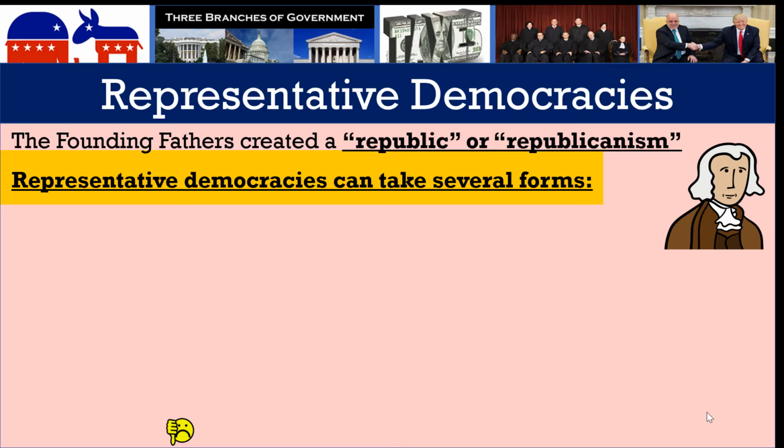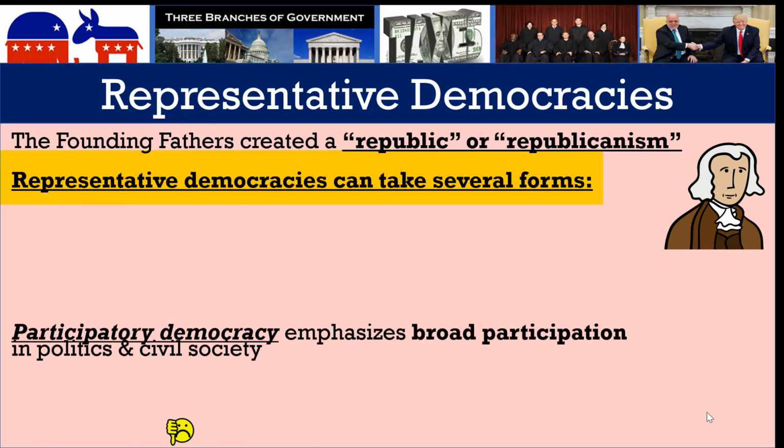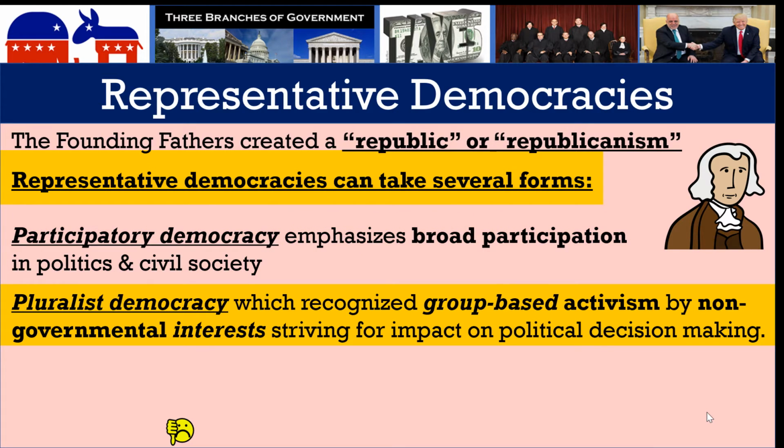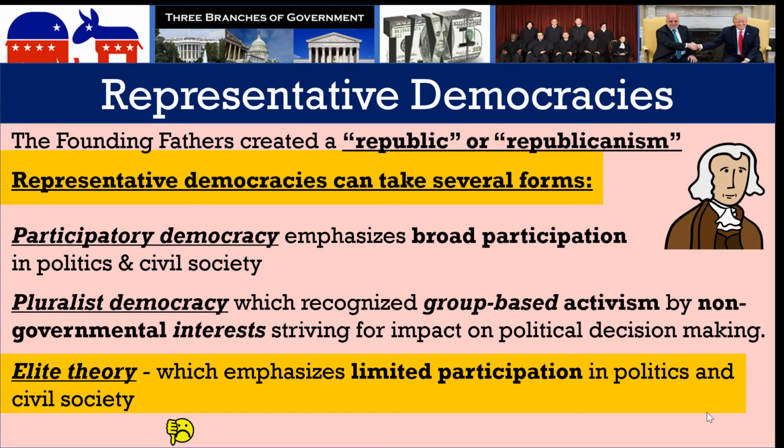But you will see this debate in our must-know, quote-unquote, forms of representative democracies, and the debate about how much power the people have. These forms are participatory, which emphasizes a broad participation of individuals in politics; pluralist, which emphasizes group-based activism by non-governmental interests to influence public policy; and the elite theory, which emphasizes a limited participation of the people in politics.